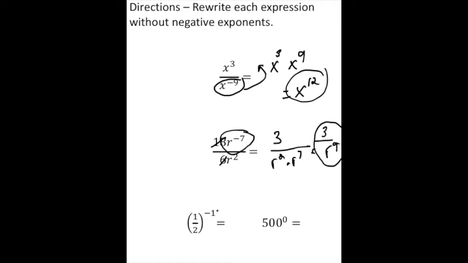1 half to the negative 1 power, this equals 2 over 1. And then remember, 500 to the 0 power, anything to the 0 power always equals 1. Alright, definitely remember this rule for the quiz.